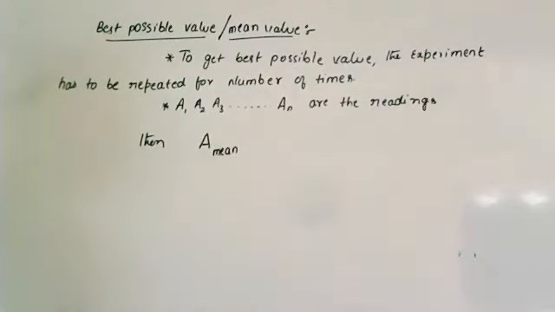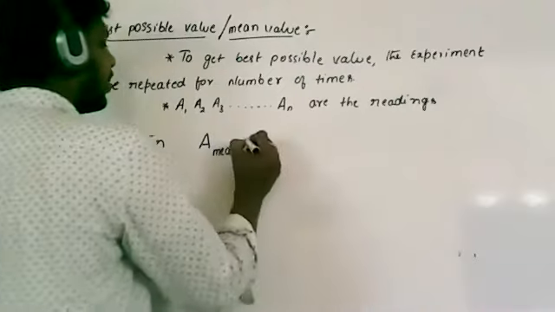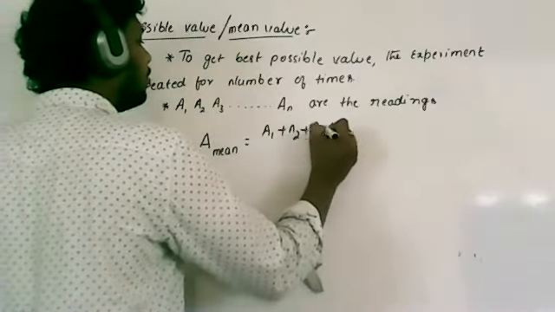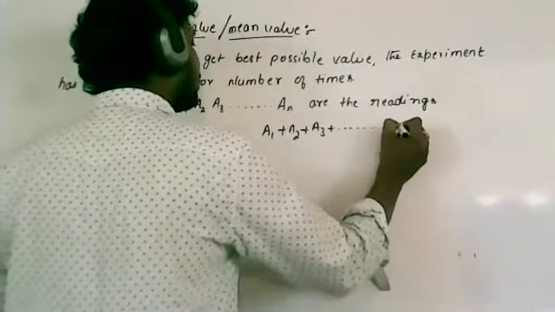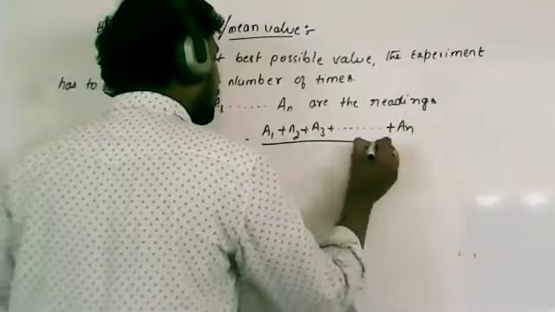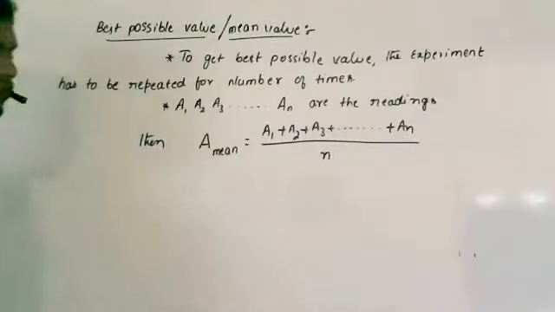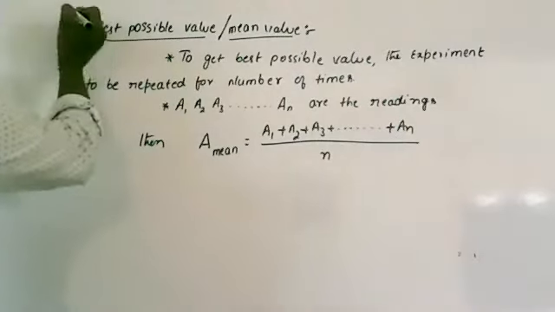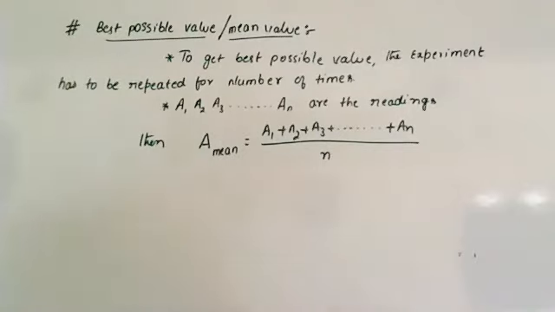The average or mean is taken as A1 plus A2 plus A3 and so on plus AN, divided by N. So this is taken as the mean value or best possible value. So just copy it, then we'll go for the next point.